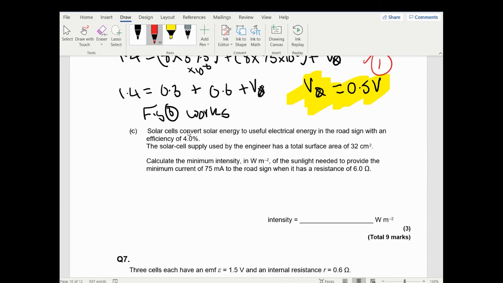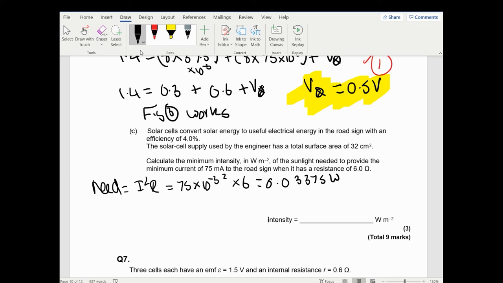So the power I'm going to need is, of course, 0.45 times, sorry, it's actually been a bit nicer. I'm not going to use that. I'm going to use this information here. I've got I squared R, so 75 times 10 to the minus 3 squared times 6, and that gives me the power I actually need, which is 0.03375 watts.